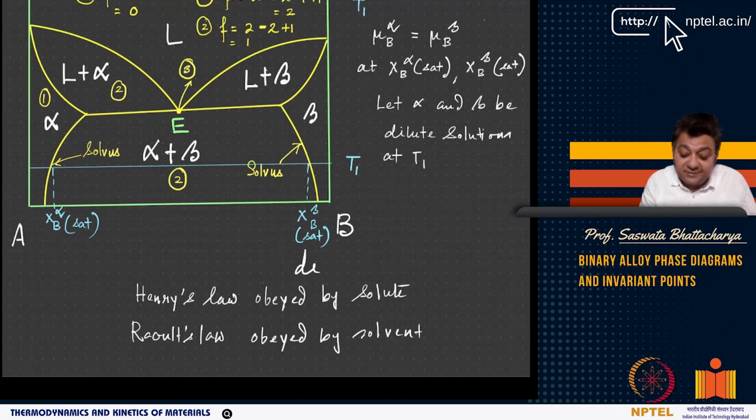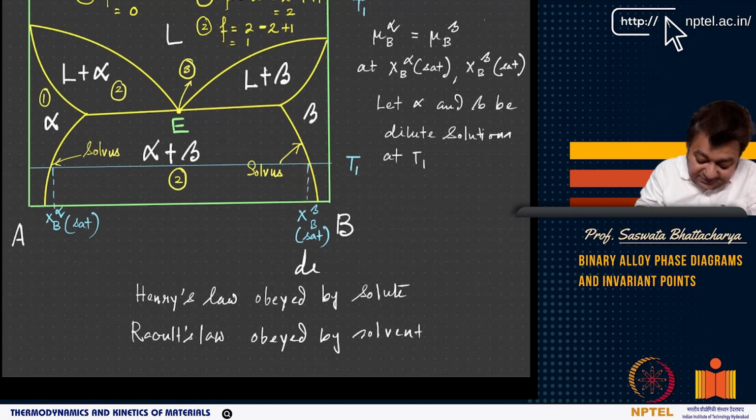At temperature T1, you are looking at a temperature T1. This is given by this horizontal line. This is your temperature T. Now at temperature T1, these are the saturation compositions. These are the equilibrium saturation compositions. So this point and this point are the equilibrium compositions.